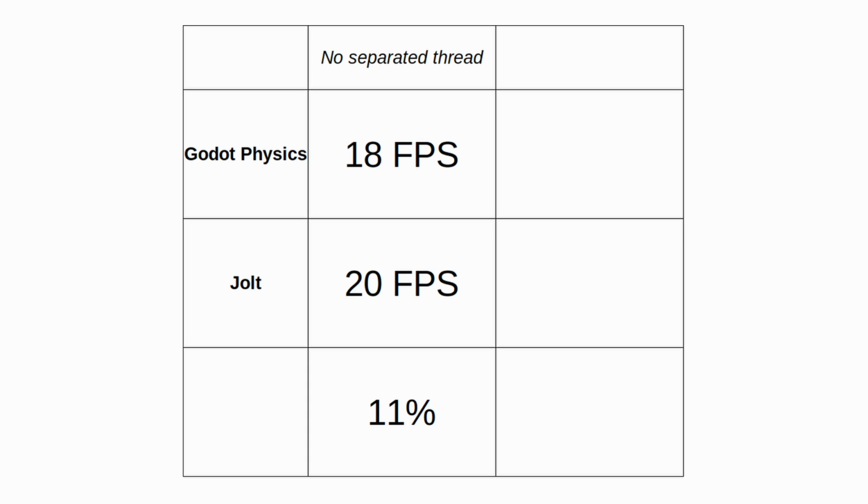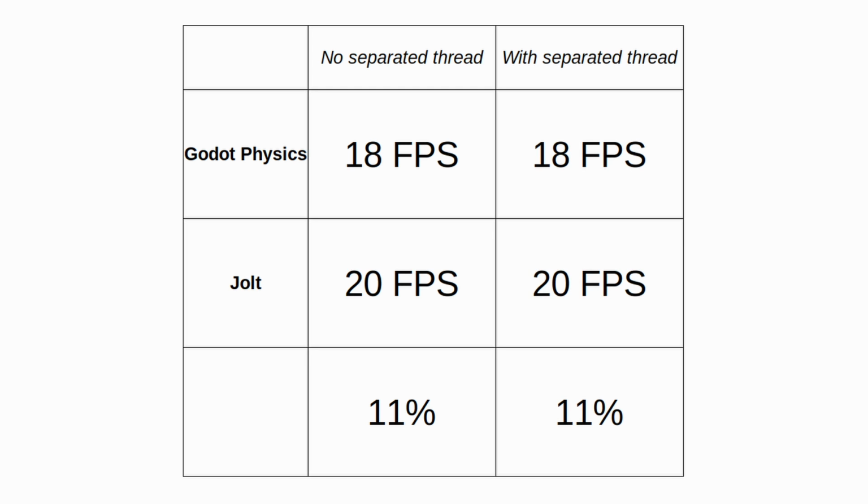And now let's see the result of activating the option to move physics to a separate thread. 18 FPS for Godot physics and 20 FPS for Jolt. Again, an 11% improvement. That is, as this project is configured, the option of moving physics to a separate thread has made absolutely no difference in performance. However, despite seeing this, I did not give up.